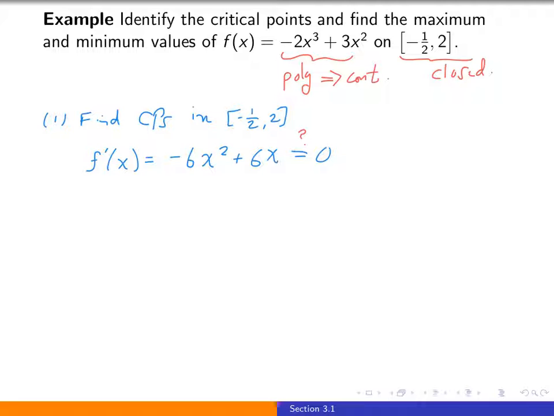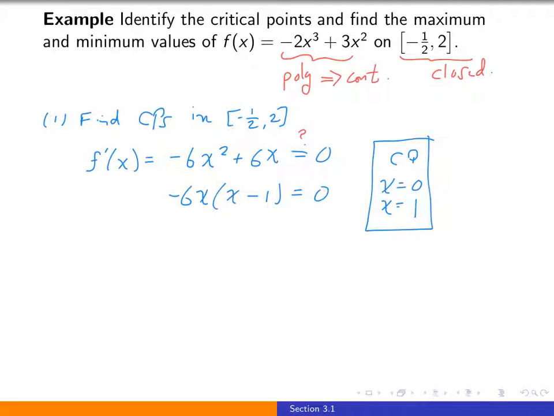So in order to find where a polynomial equation is equal to 0, we factor. I'm going to go ahead and pull a -6x out of each term, and that leaves me with an x and a minus 1 left over. So we will have two critical points, x equals 0, x equals 1. And notice both of these critical points, x equals 0 and x equals 1, are inside our interval. So the critical points, and I will abbreviate that with just CP, are x equals 0, x equals 1.